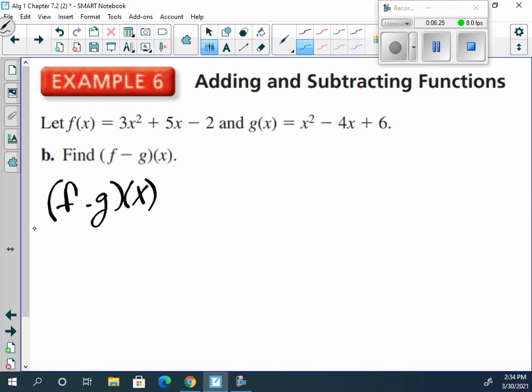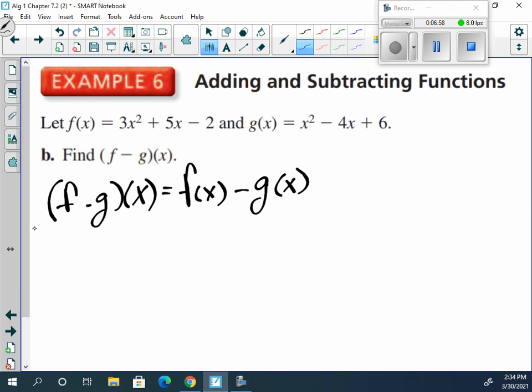Now this next one here is (f - g)(x). So what do we think this is the same as? This here would be f of x minus g of x. So (f - g)(x), f minus g in parentheses and then x, is the same as f of x minus g of x.